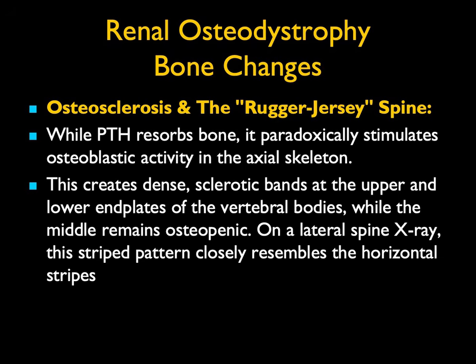We talk about the rubber jersey spine. Again, while the parathyroid hormone resorbs bone, it paradoxically stimulates osteoblastic activity in the axial skeleton. And with renal osteodystrophy, the spine is really the place you make the diagnosis. But again, as in this case, the pelvis and other bones like the femurs may be involved.